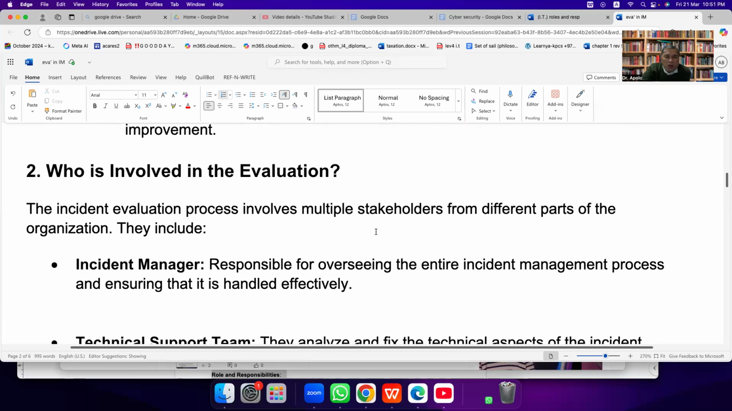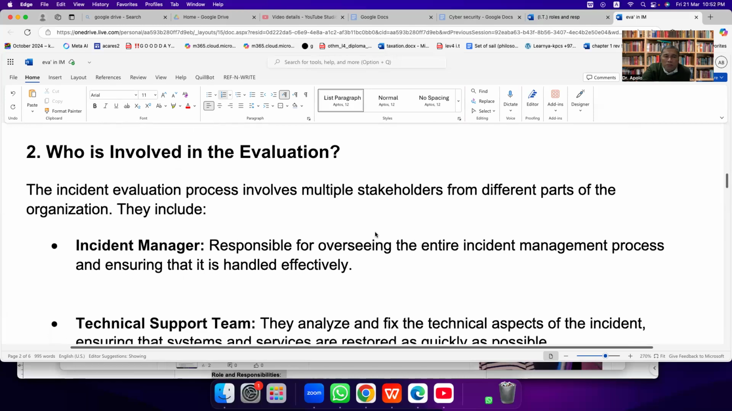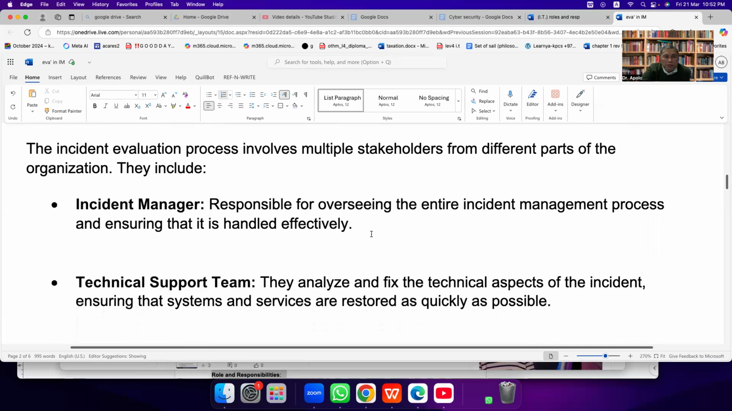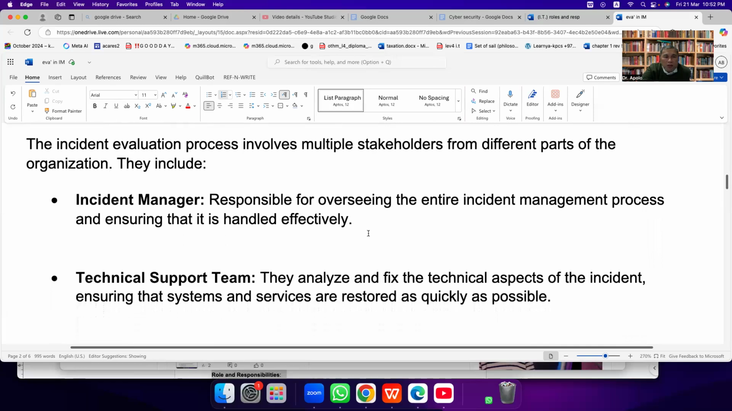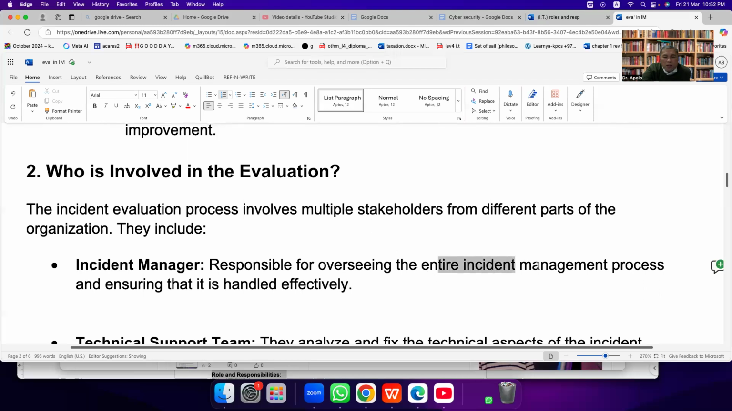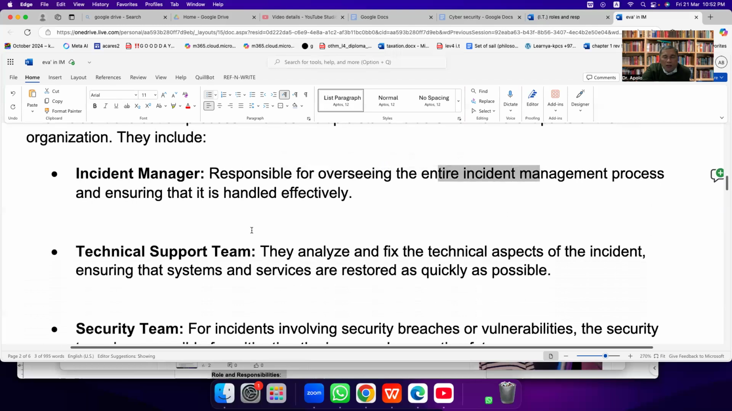Who is involved in the evaluation? Multiple stakeholders from different parts of the organization, including the concerned consumers, vendors, suppliers, and government. The incident manager is responsible for overseeing the entire incident management process and ensuring that it is handled effectively. To say effectively means that from now on, it will not be happening again.